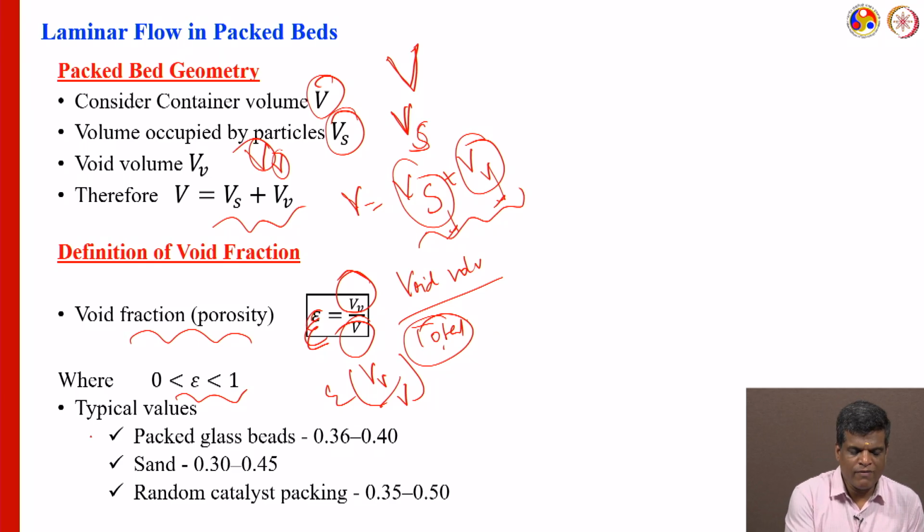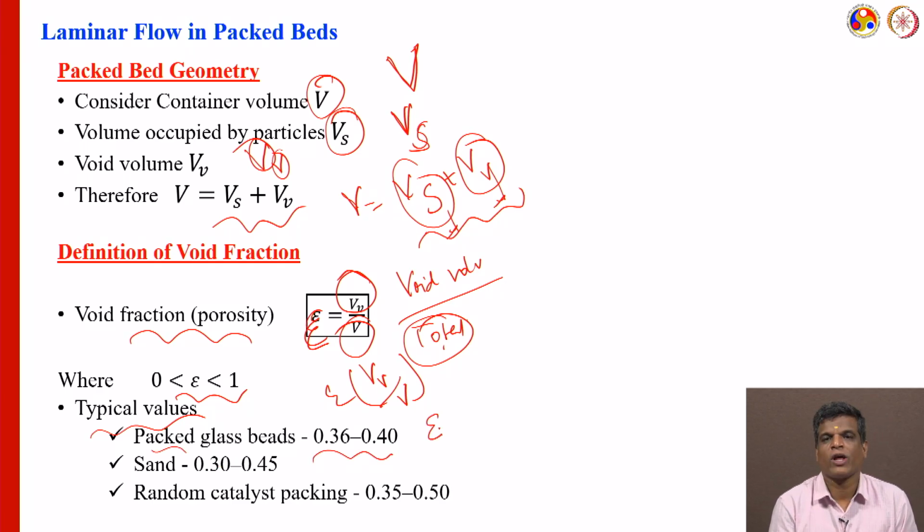Then, what are the typical values? Generally, for packed glass beads we use 0.36 to 0.40 as the porosity value, for sand we use 0.30 to 0.45, and for random packing 0.35 to 0.50. So, here the total volume is the summation of the volume occupied by particles and the void volume.